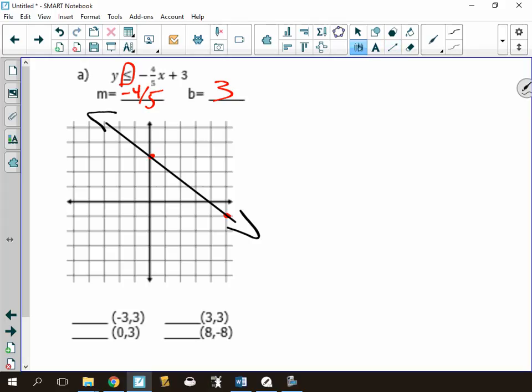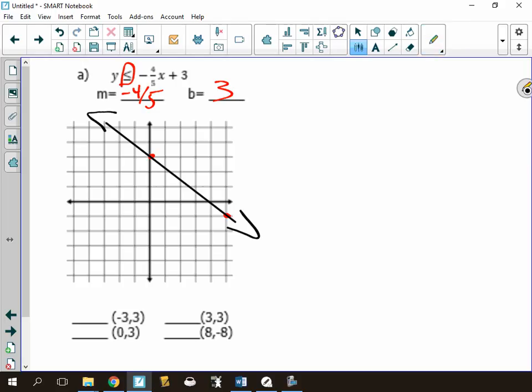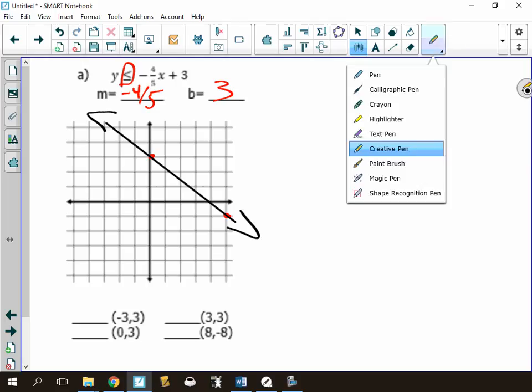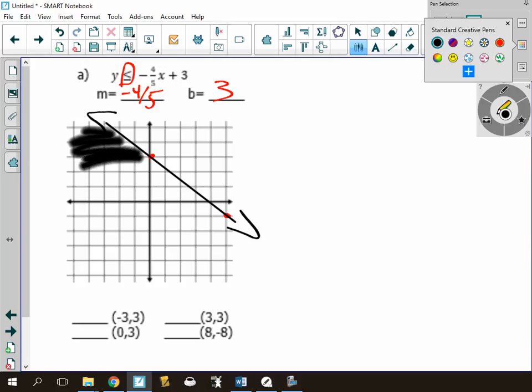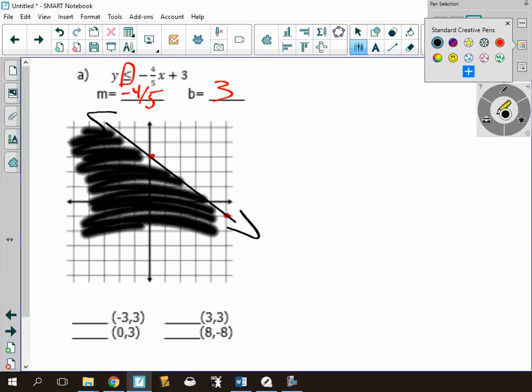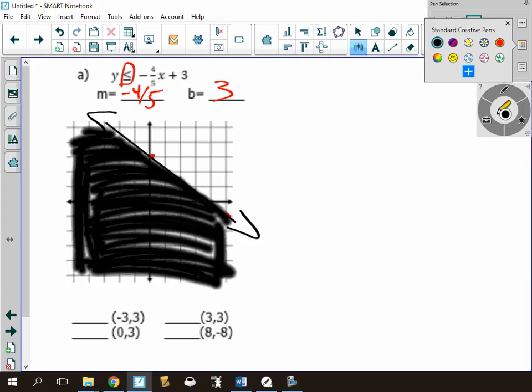So the tip I give people is, if you want to shade down, what you want to do is, oh, it's being like that, is it? All right, fine. Huh, it looks like they changed this. All right, it's fine. So we'll shade in all of this. That's your solution. Anything in that shaded region is a solution.